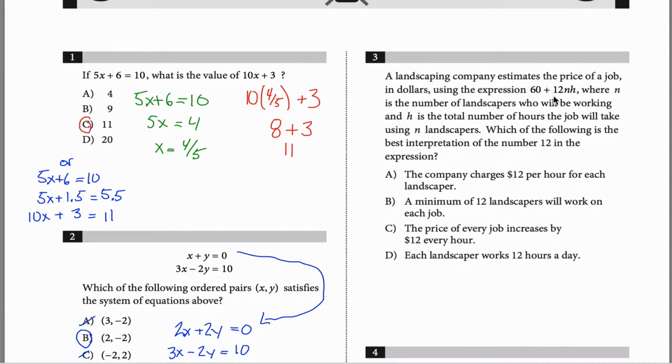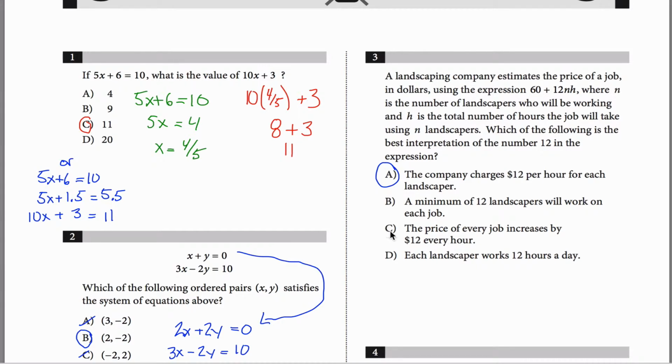So this 12 right here is the amount. Well, I'll read these. The company charges $12 per hour for each landscaper. That's exactly right. A minimum of 12 landscapers will work on each job. No, that's not true. The number of landscapers is n, and n can be any number you want n to be. The price of every job increases by $12 every hour.